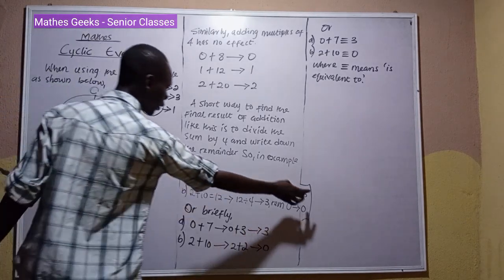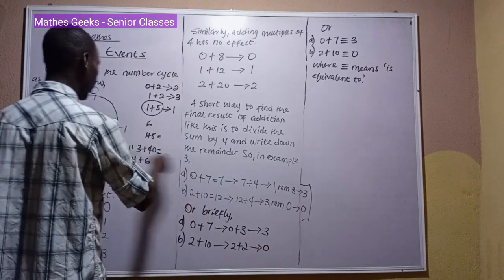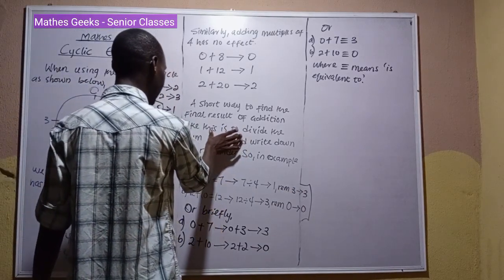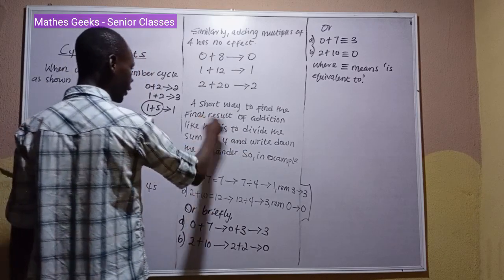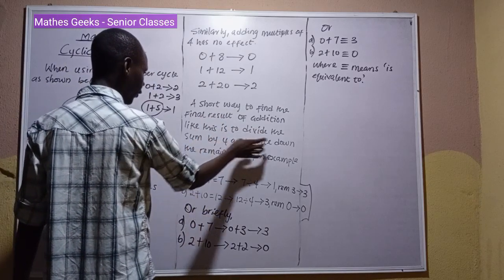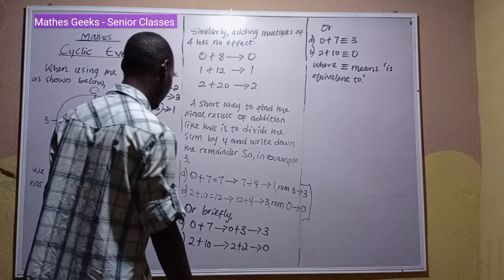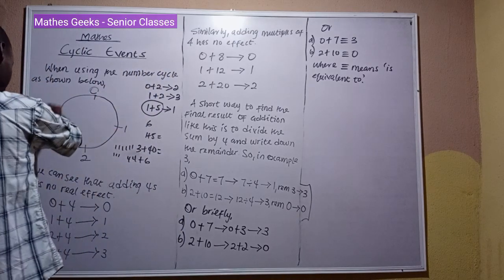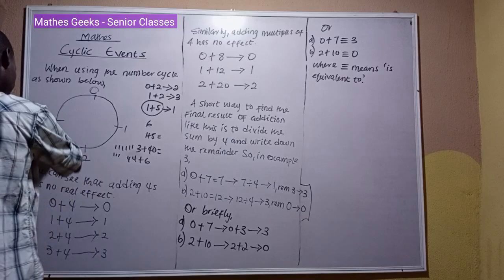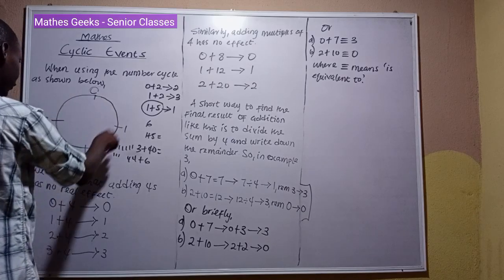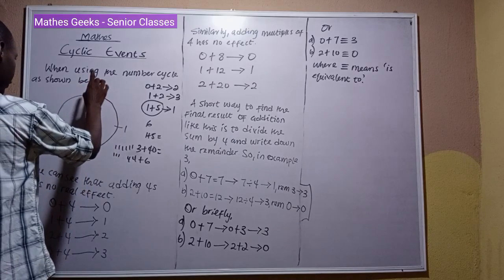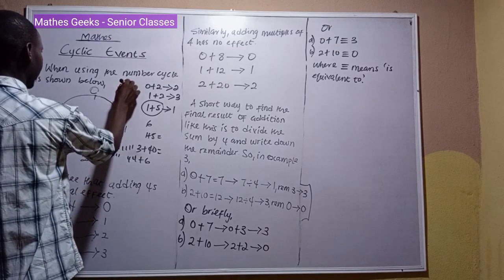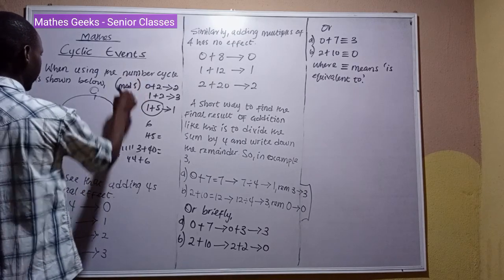So what do we have here as a final answer? 3. But if you don't want to turn like this, like what the statement here says, simply divide the sum by 4 and write down the remainder. Why 4, you may want to ask? Because the total number of figures we have here, we have four different points of reference: 1, 2, 3, 4. And since it's 4, this is mod 4.